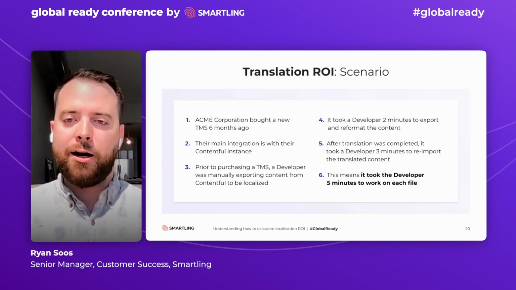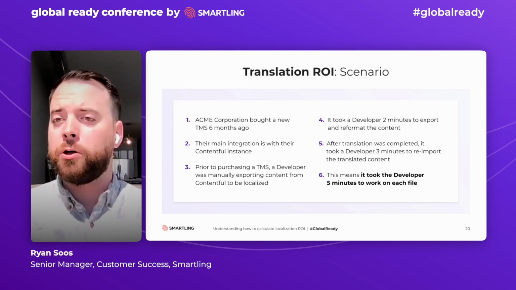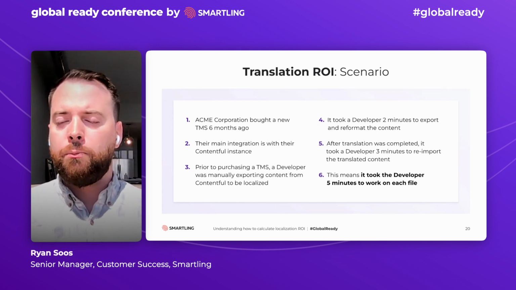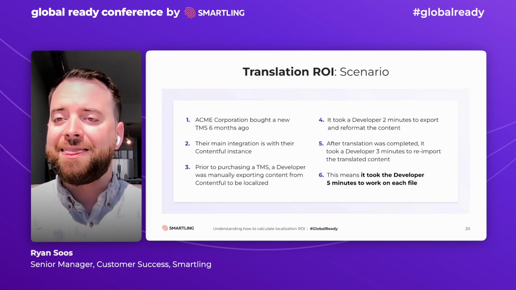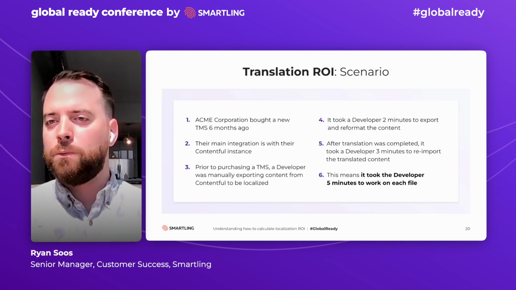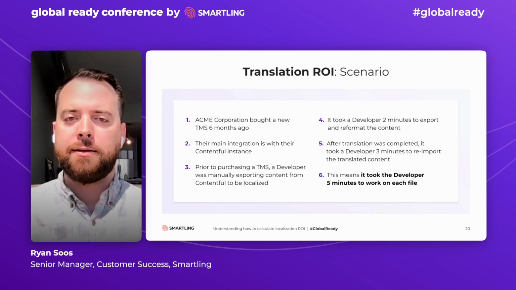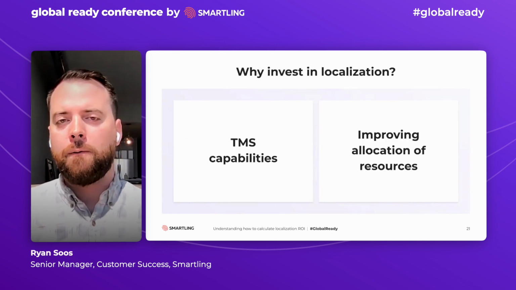Now we're going to get into the scenario, but we talk about 5 minutes per file. I work with customers who import and export hundreds, if not thousands of files every month, every quarter. So you can imagine those 5 minutes, while it might seem quick for a one-time thing, over time, it really adds up. And let's see how it added up for Acme Corp.